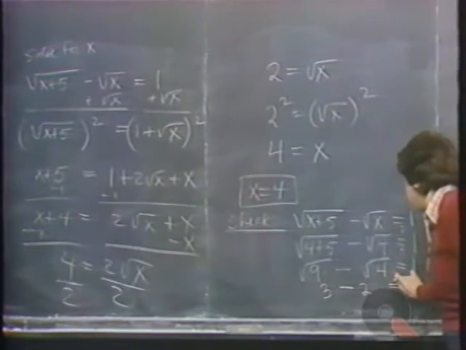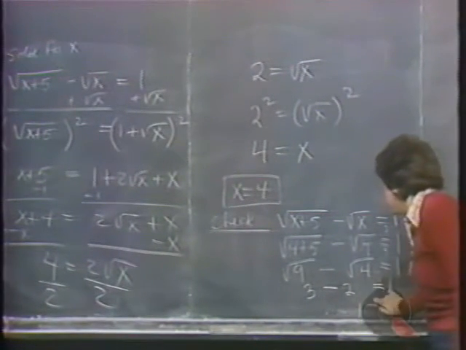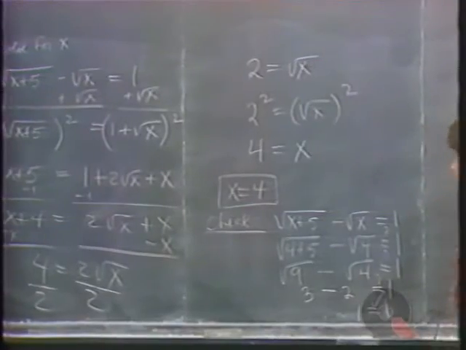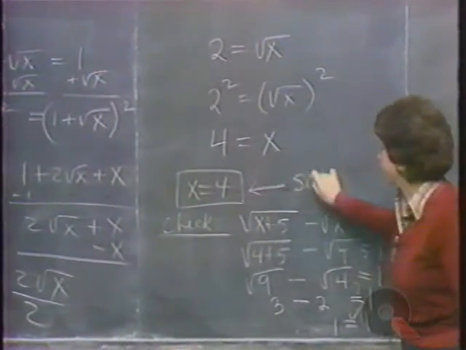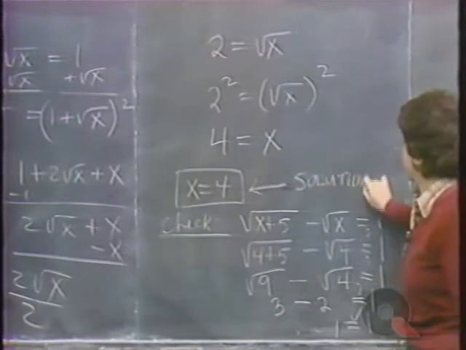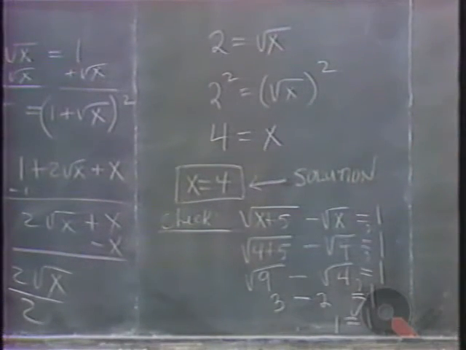And of course, 3 minus 2 is equal to 1. So this is the solution. It checks out. X equals 4 is the only solution to this problem. And this brings us to the end of the tape.